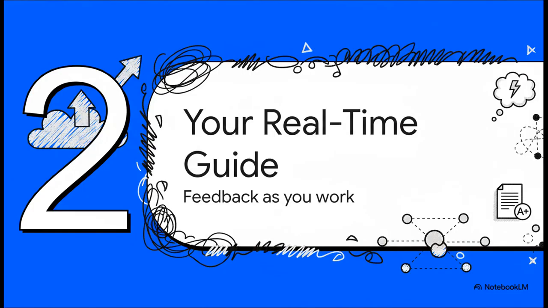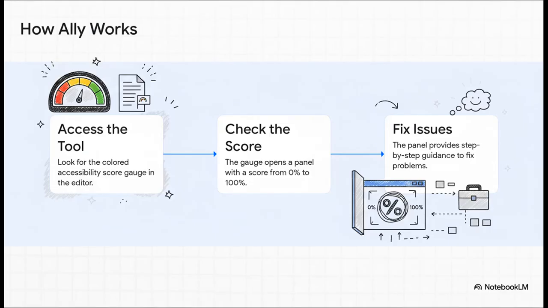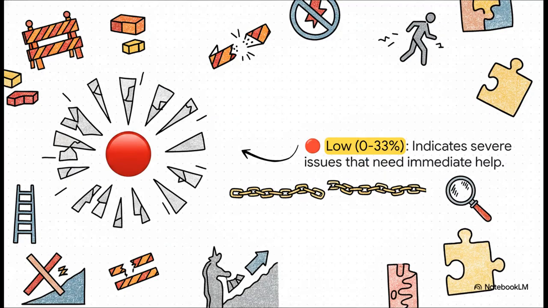Okay, so let's get into the nitty-gritty of how this actually works. How does Ally give you this feedback right when you need it most? It's actually a super simple 3-step process. First, you'll start noticing these little colored dials next to your content. That's Ally. You click it, and it gives you a score from 0 to 100%. But here's the best part. It then gives you simple, step-by-step instructions on how to make that score better. The feedback is really easy to understand because it's visual.